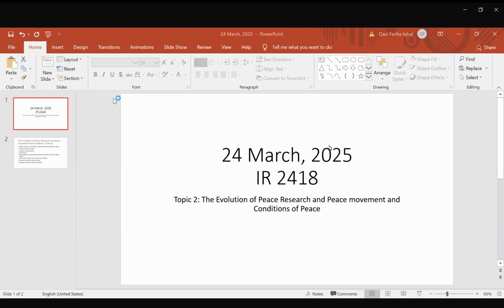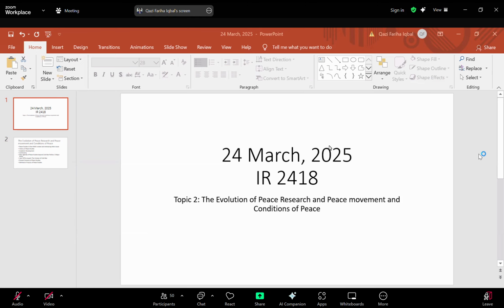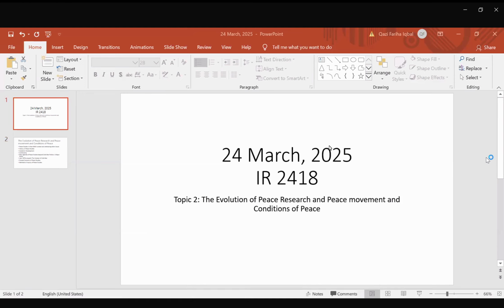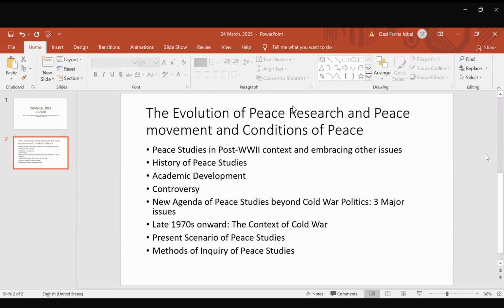Area of interest has developed over the years, and how peace movements have developed, and what sort of peace movements took place over the years. And finally, we are going to understand certain conditions of peace. So let's start our class. Today we are going to discuss the evolution of peace research and peace movement.